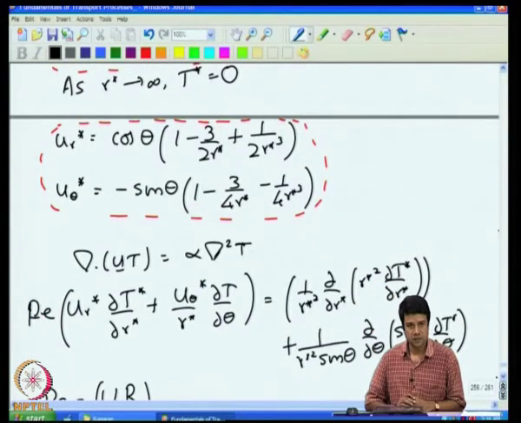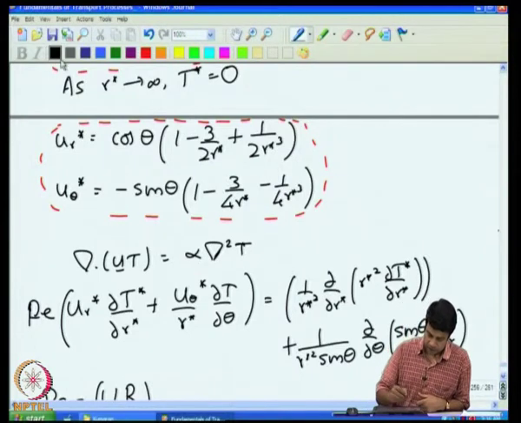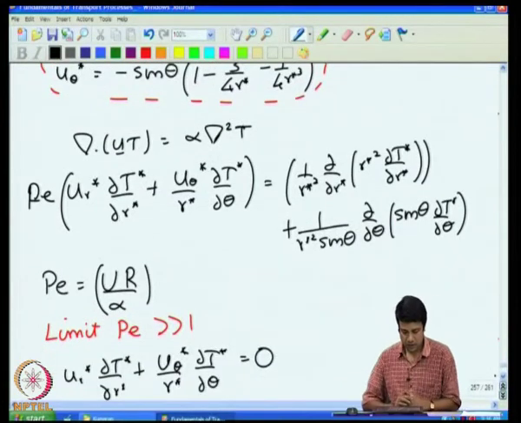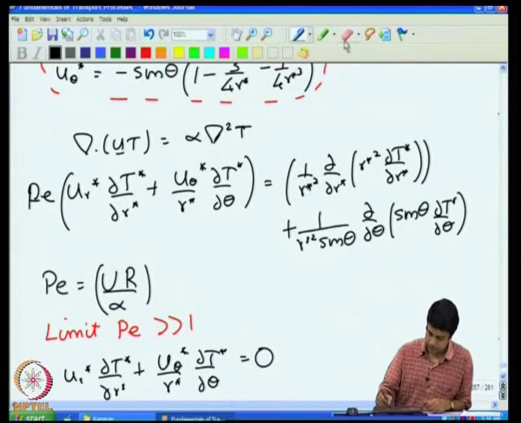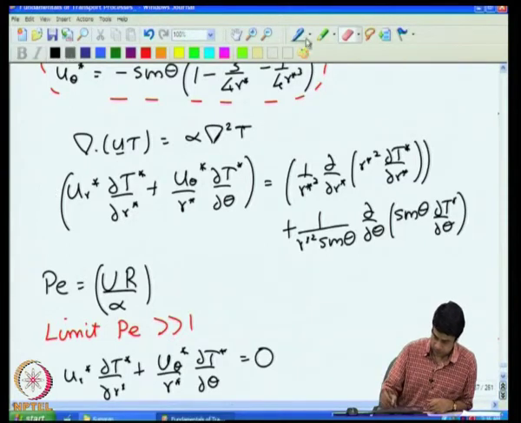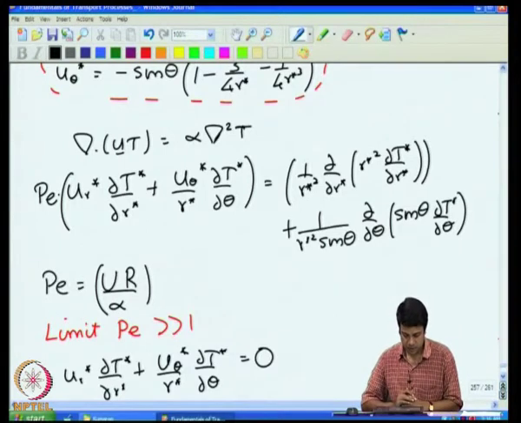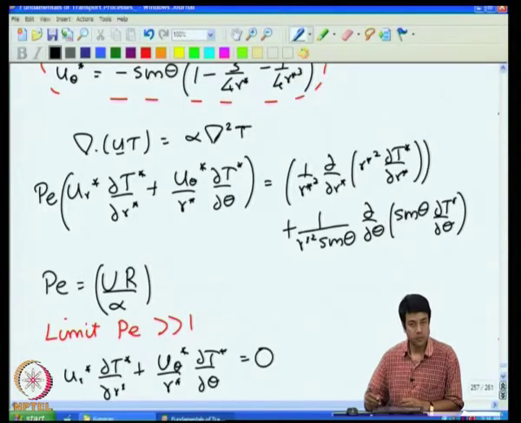The convection diffusion equation at steady state, del dot u T is equal to alpha del square T, when expressed in terms of the r theta coordinates, in scaled coordinates, I have the Peclet number times u dot grad T is equal to del square T. Okay. Where the Peclet number is U times capital R by alpha. In this case, the velocity scale is U, the length scale is the radius capital R.